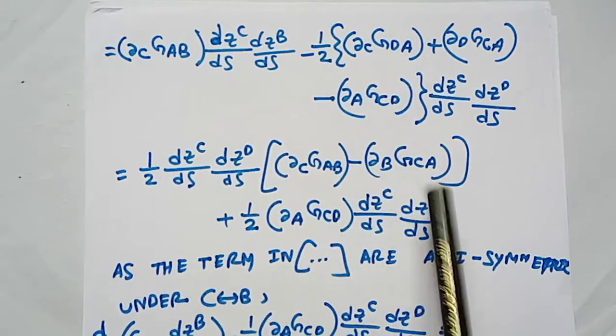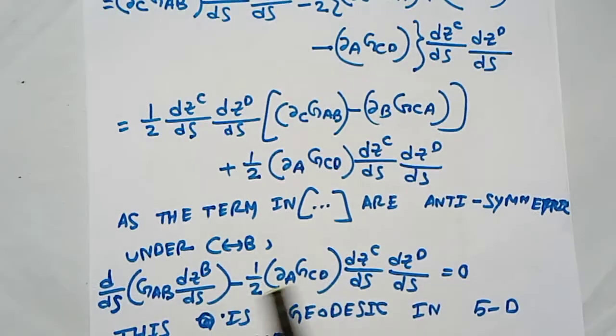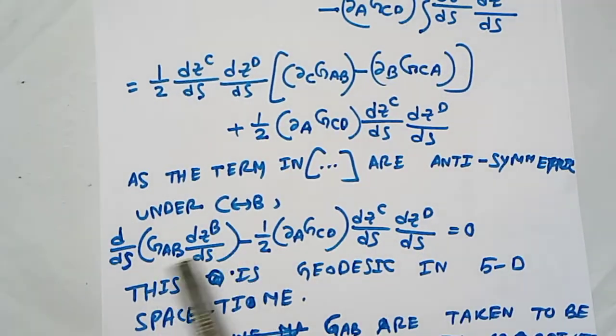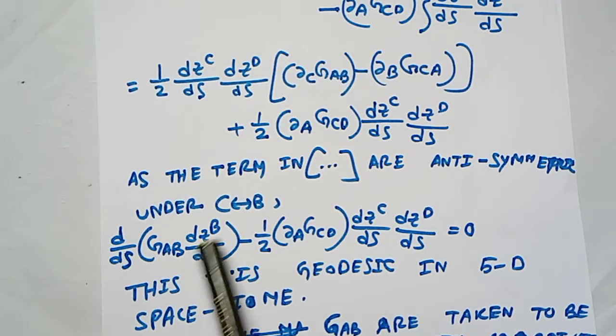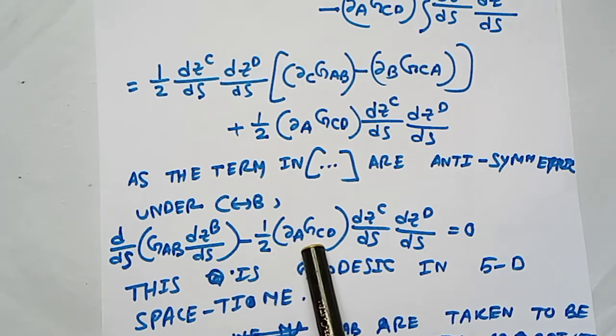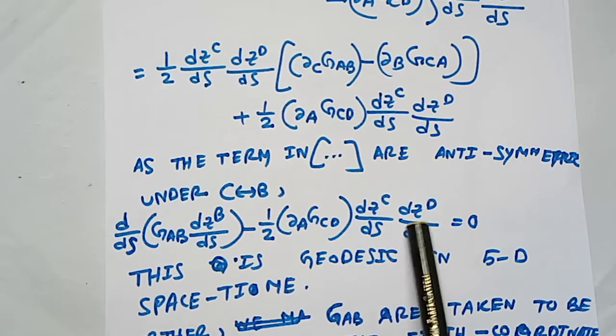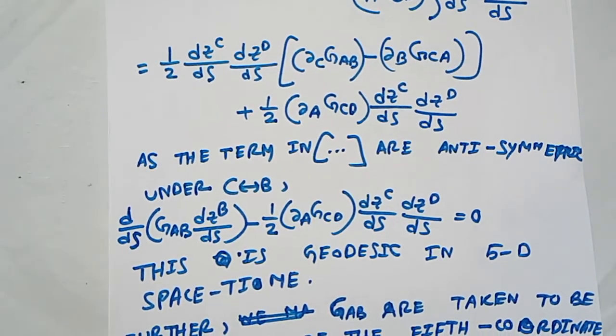This is the antisymmetric, with the prefactor symmetric and the other antisymmetric. We have d/ds (g_AB dz^B/ds) minus half ∂_A g_CD dz^C/ds dz^D/ds. This is the geodesic equation with no force in the five-dimensional equation. It is for the motion of the free particle in five-dimensional space-time.